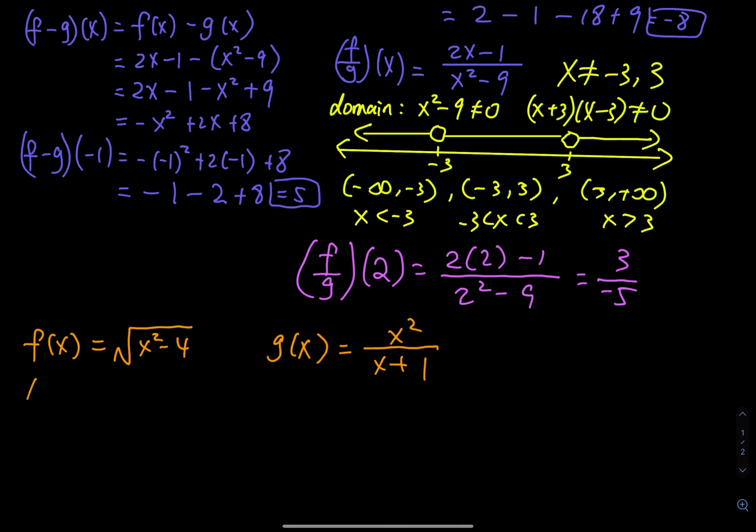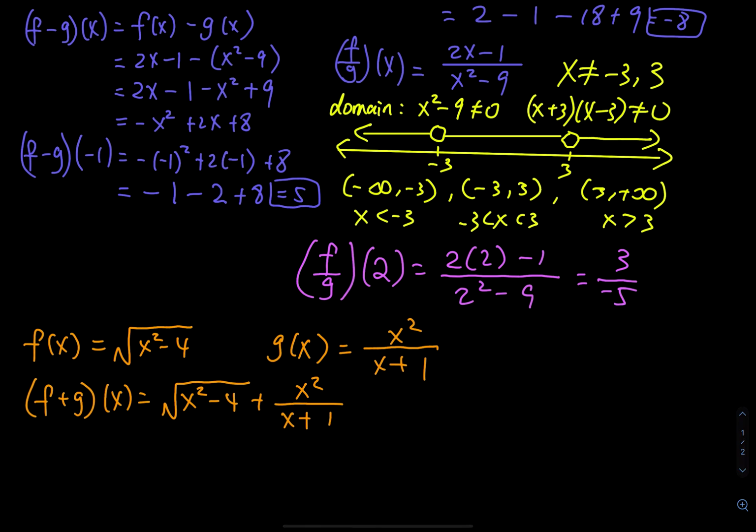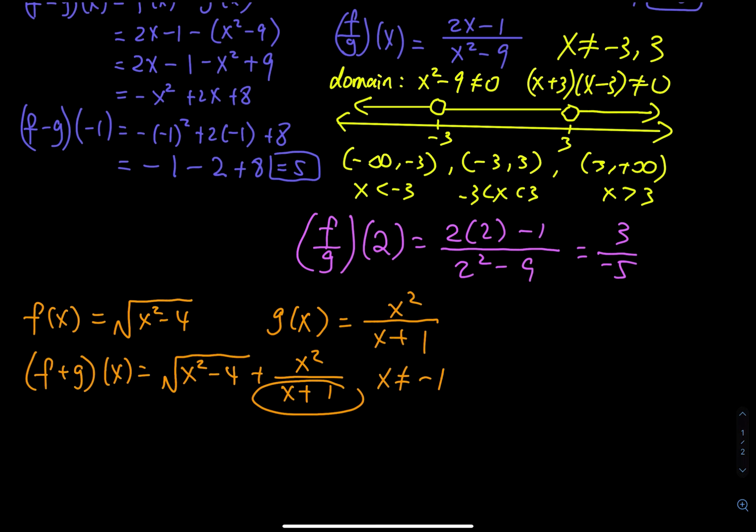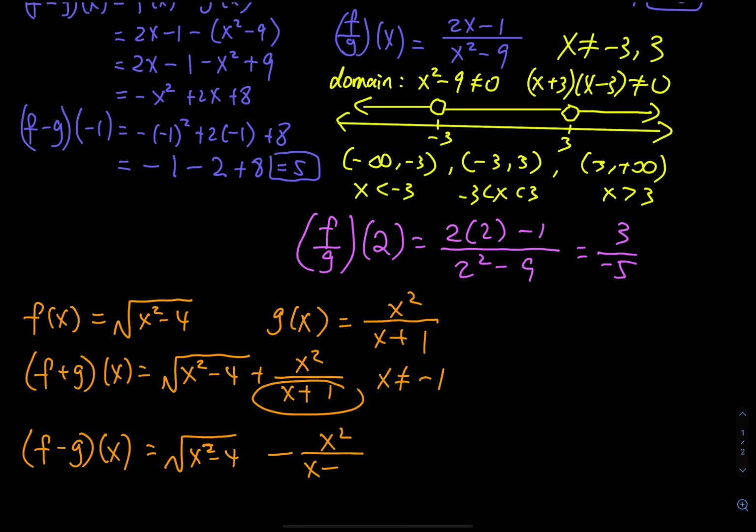So f plus g of x is equal to, you add them, right? The square root of x squared minus 4, plus x squared divided by x plus 1. This one clearly, x cannot be equal to negative 1, because of the denominator. And then for the minus, all you have to do is change the plus to a minus. You have the square root of x squared minus 4, minus x squared divided by x plus 1. Again, x cannot be equal to negative 1.